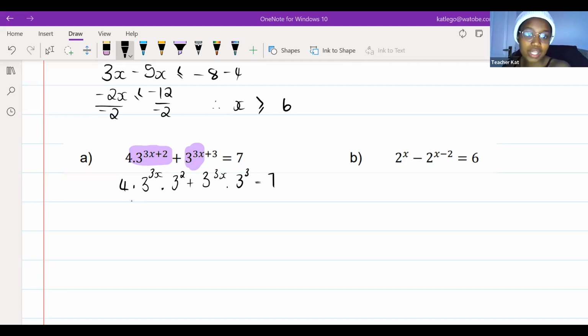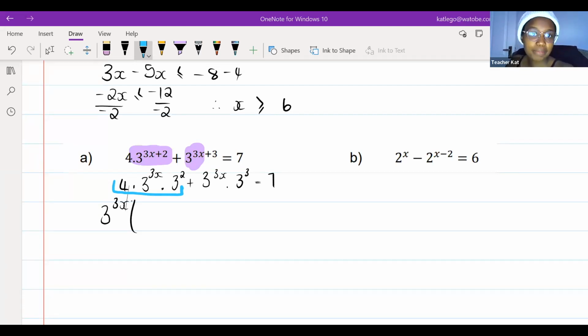And now we can take it out. Whoever said we can factor it out, that was true. So you can take out 3 to the power of 3x. Tell me what is left on the first term. If I take out 3 to the power of 3x, what are we left with? Tell me in the chat, what are we left with?